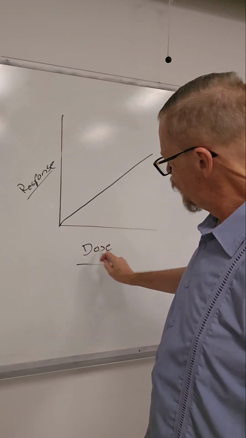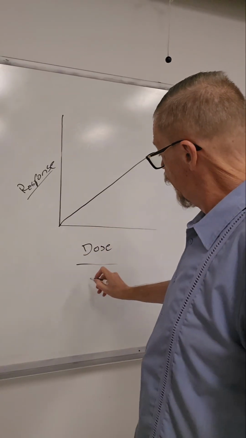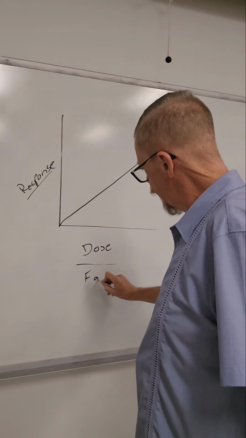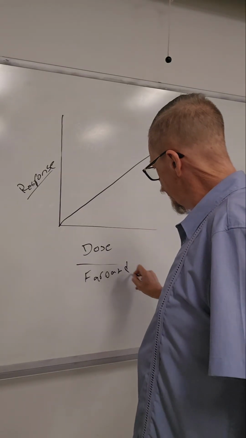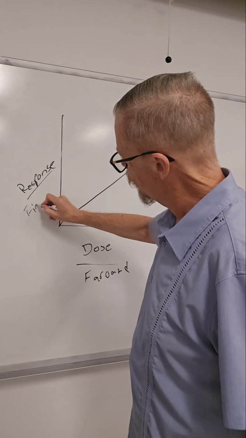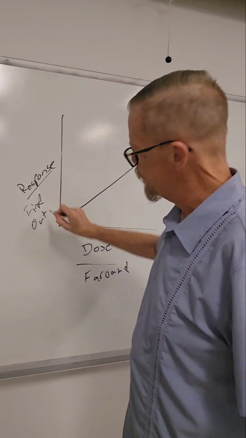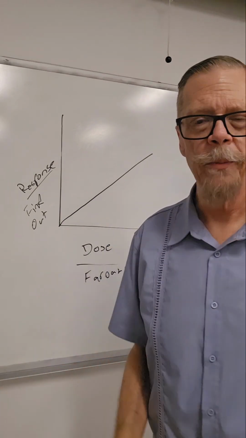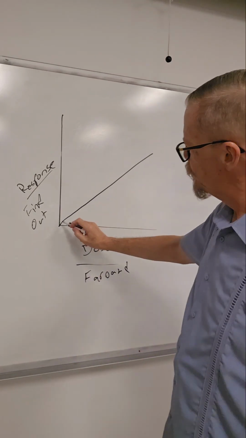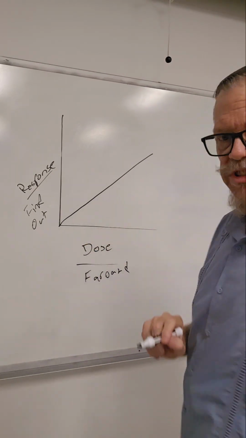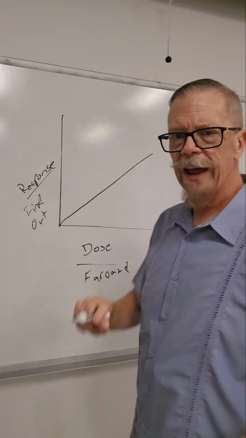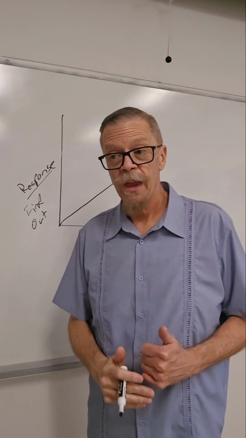So this is your dose, this is your response. This is your F around. This is your find out. Okay? I know my board writing is horrific. So basically, the more dose you receive, the greater the likelihood of response happening.